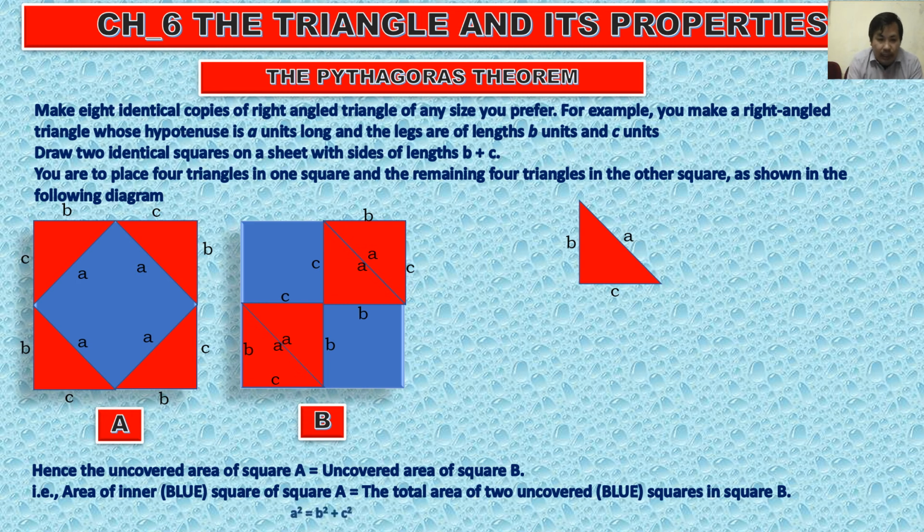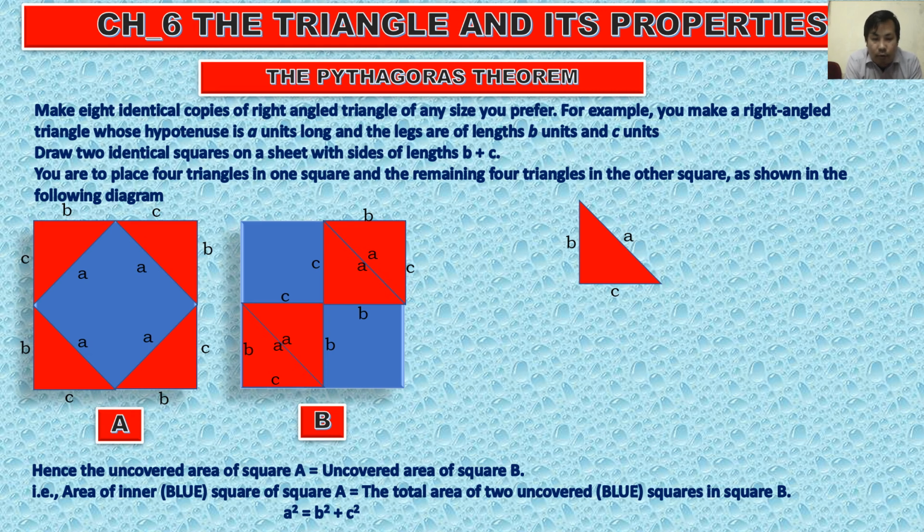Therefore, it is deduced that the area of the uncovered blue square in A is A square. The area of this square where all the sides are A is A square, meaning the area of a square is side square, isn't it? Side means here is A, so A square is equal to the area of the uncovered blue squares in B. There is one smaller square with the side B, so the area of this square is B square, plus the area of the other square with the side C, which is C square. So A square is equal to B square plus C square.